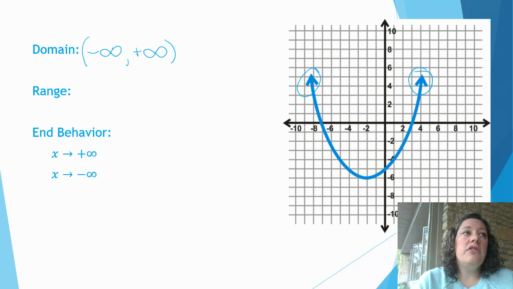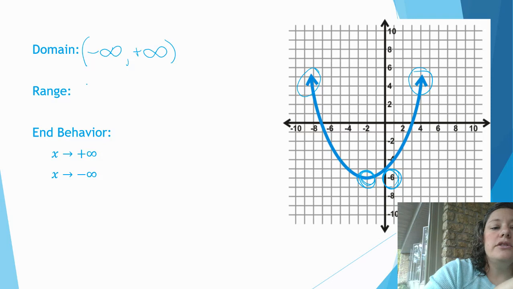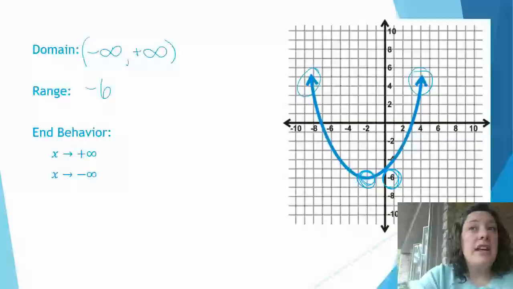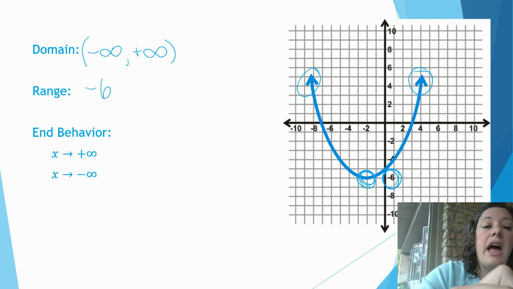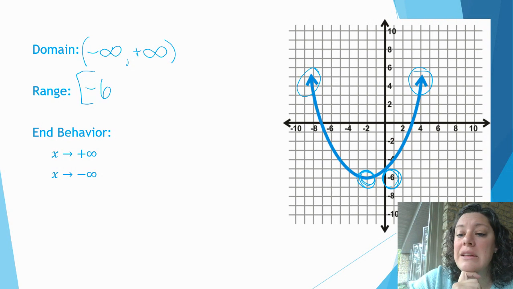So the way I kind of like to look at this is, is there a bottom or a top point or stopping point of this graph? You can see here that this graph bottoms out at -6. It goes no lower than -6. That's the bottom range of this graph. So I'm going to say -6. Now this gets a little different. I'm not going to use a parenthesis. I am going to use a bracket because the graph does exist at the point -6.